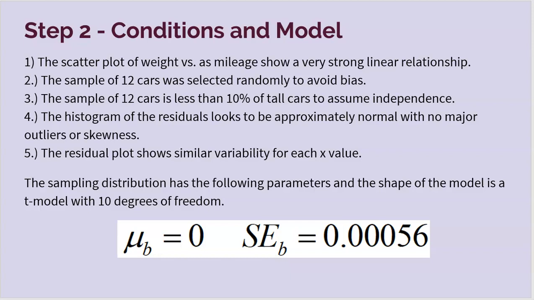That sampling distribution needs to be built on the assumption that the null is true. So I am going to have a center at 0. I am going to assume, for the basis of this problem, that there is no relationship between the weight of a car and the gas mileage of a car.